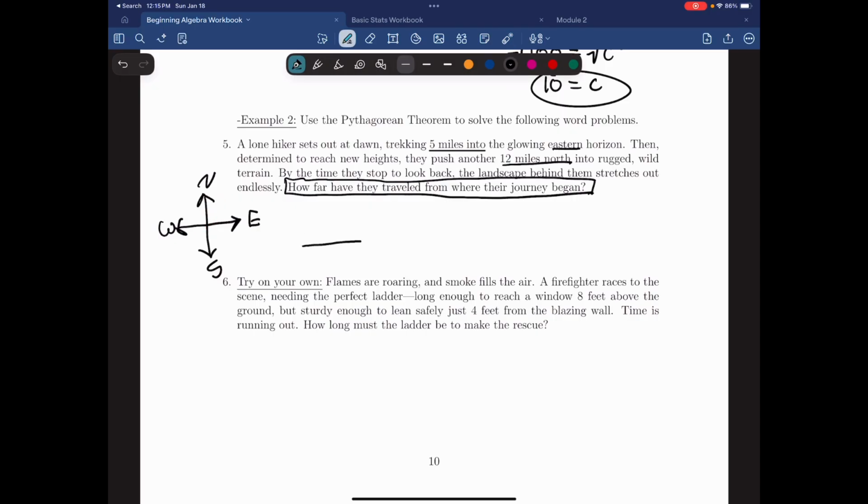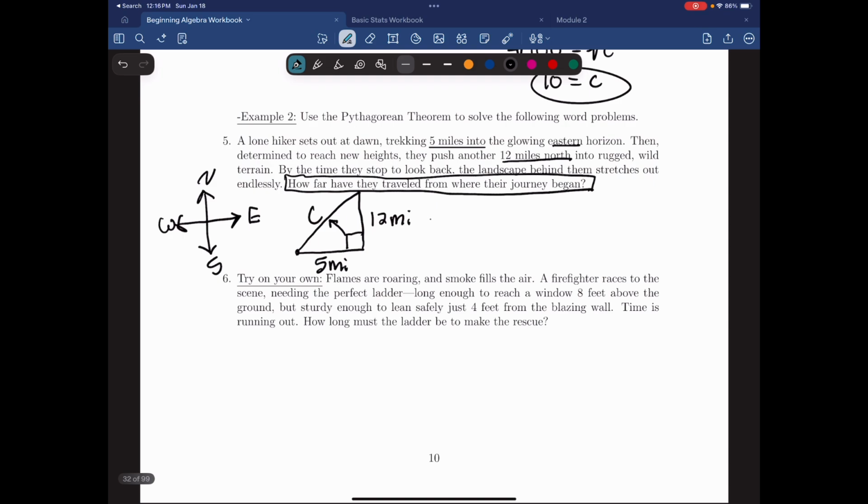So I'm going to draw a line here. 5 miles east, and then the hiker went up 12 miles north. But we want to know the distance from here, the hiker's starting point, to here, where the hiker is currently at. Well, if we were to make this a right triangle, we can draw a 90-degree angle right here. And then directly across from this, the distance from the original starting point to where the hiker is at is actually the hypotenuse of a right triangle. We can make a right triangle out of this and use the Pythagorean theorem.